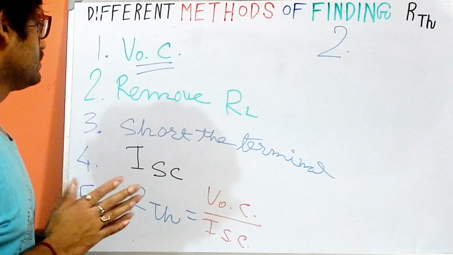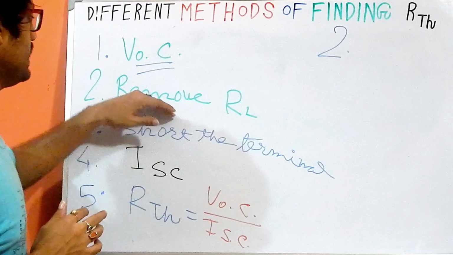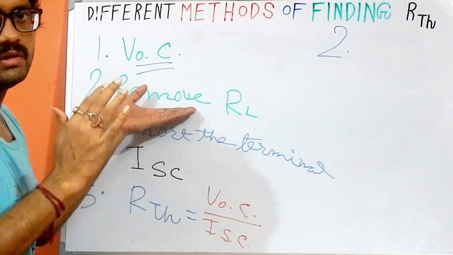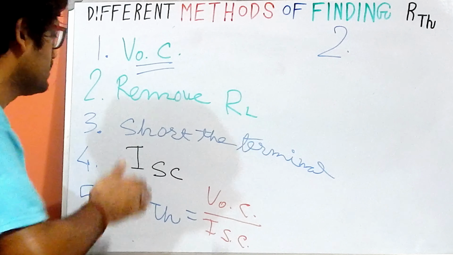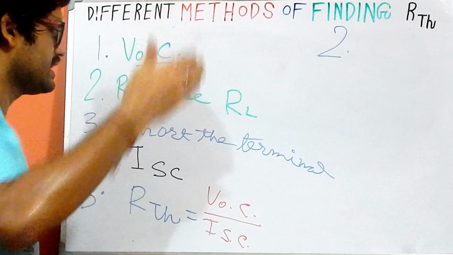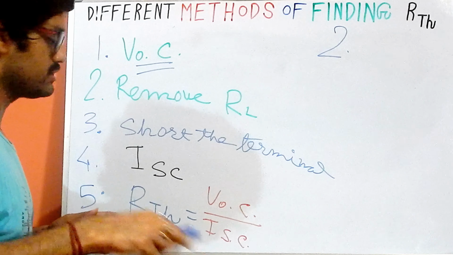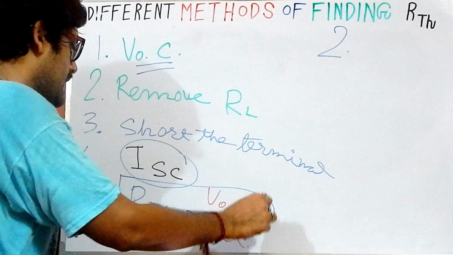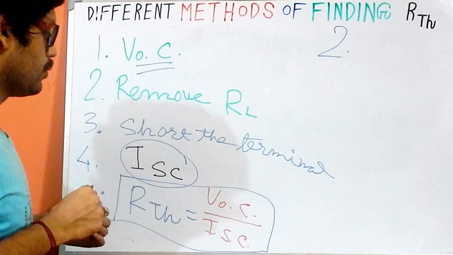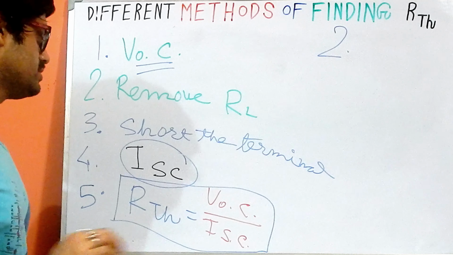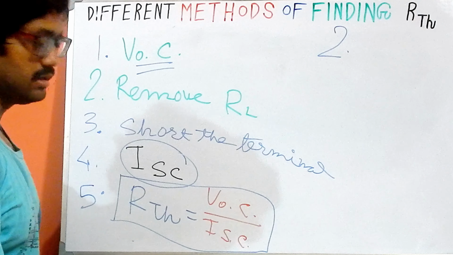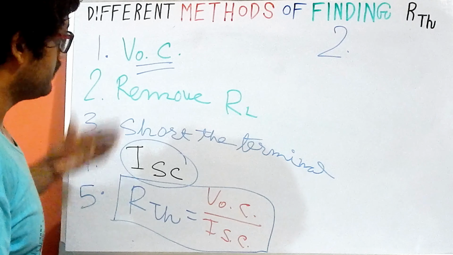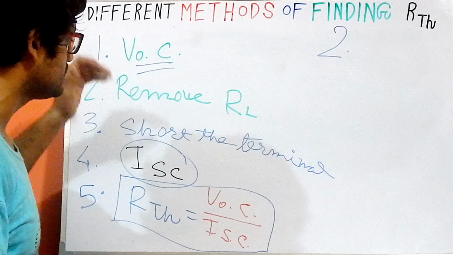So what is that? First, remove the RL and then you will get the VOC. Up to this point, the procedure is the same as before. But the next step is to short circuit that terminal and find the short circuit current. And the formula for our RTH is the open circuit voltage divided by the short circuit current, which is our equivalent resistance. Okay, I want to give you 2 minutes to note down up to this point, as you need proper time to digest it.